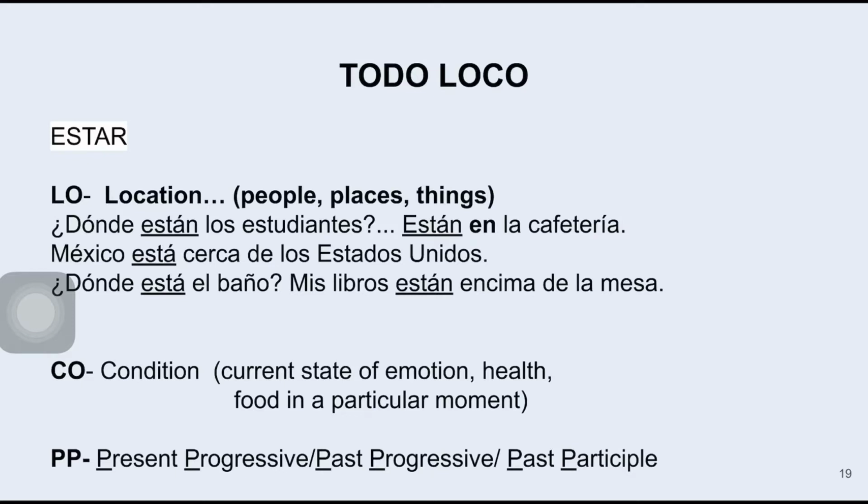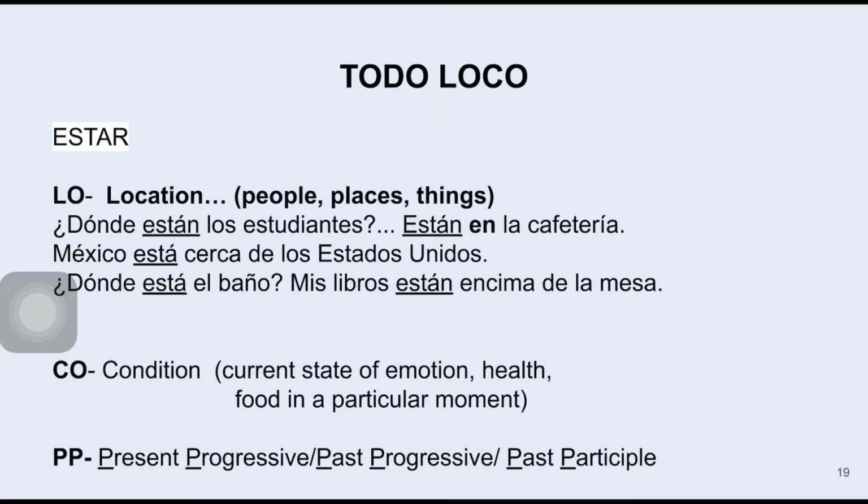Location of people, places, or things. I have an example for each. For people, ¿dónde están los estudiantes? Where are the students? In questions in Spanish, the subject, notice, is after the verb. So look towards estudiantes to know which conjugation to use. La respuesta, or the answer, están en la cafetería. How about for place? México está cerca de los Estados Unidos. Mexico is close to the United States. Mexico as third person singular, using está as your correct conjugation.